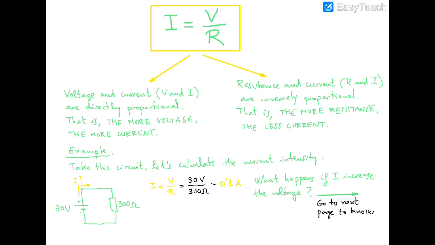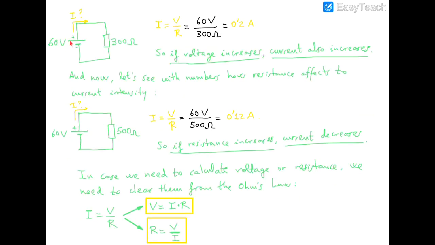Let's put an example to show this. In this circuit, voltage is 30 volts and resistance is 300 ohms. The current intensity will be voltage divided by resistance, so 30 volts divided by 300 ohms equals 0.1 amps. What happens if I increase the voltage? Well, if I increase the voltage from 30 volts to 60 volts, now the current will be 0.2 amps. So the more voltage, the more current.